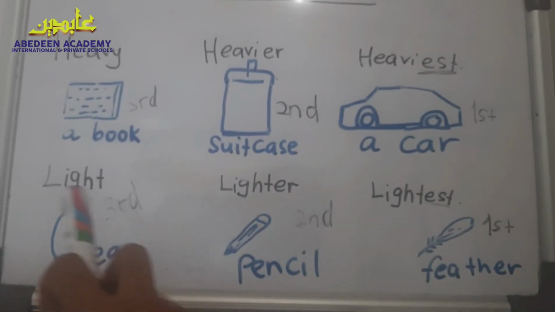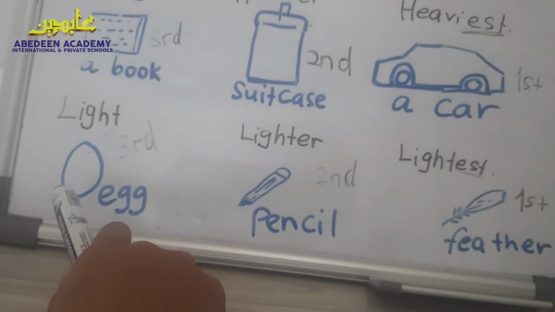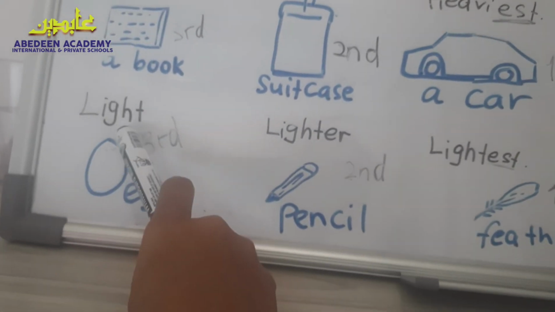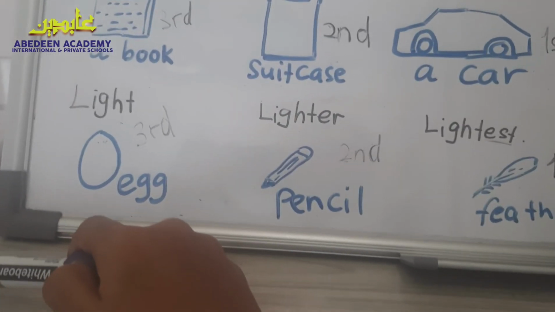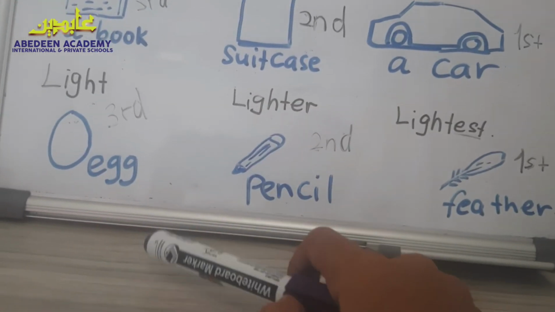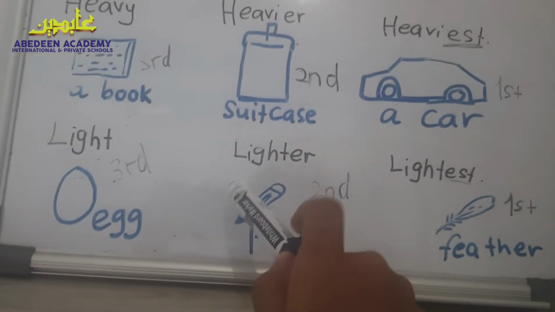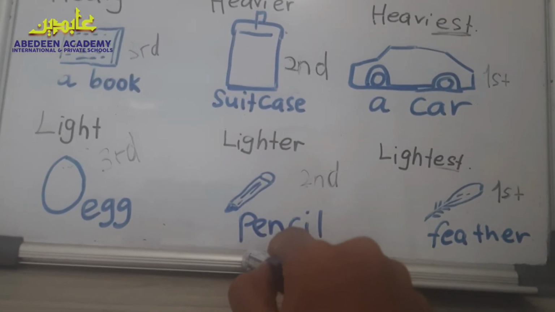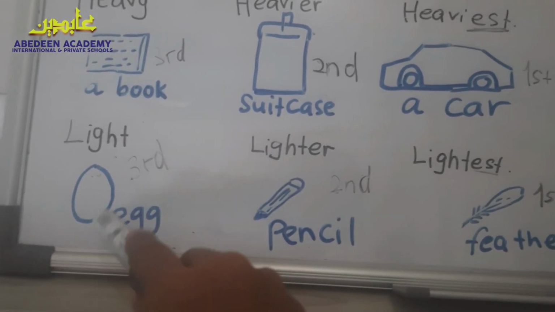Okay, same thing applies with lightness, right? If I want to talk about one object, I'm going to say the egg is light, or an egg is light. But if I want to compare two objects, egg and pencil, I'm going to use the word lighter, right? So a pencil is lighter than an egg, right? A pencil is lighter than an egg.